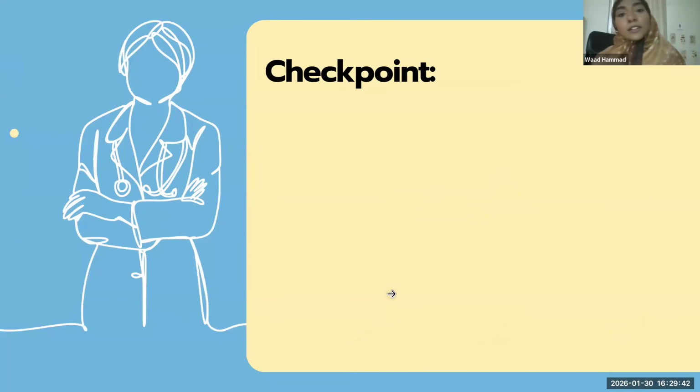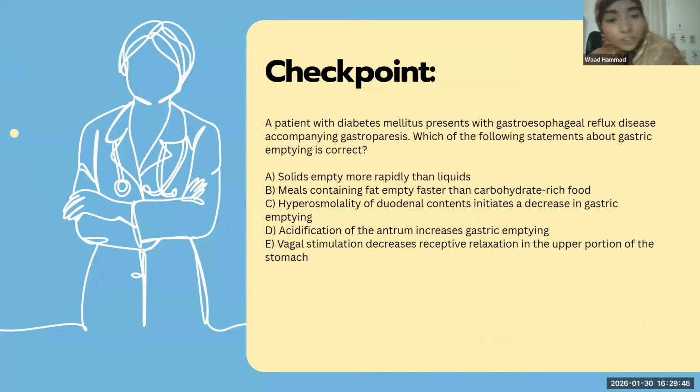And if not, we'll ask the last question, which is: a patient with diabetes mellitus presents with gastroesophageal reflux disease accompanying gastroparesis. Which of the following statements about gastric emptying is correct? A, solids empty more rapidly than liquids. B, meals containing fat empty faster than carbohydrate-rich food. C, hyperosmolality of duodenal contents initiates a decrease in gastric emptying. D, acidification of the antrum increases gastric emptying, and then E, vagal stimulation decreases receptive relaxation in the upper portion of the stomach.